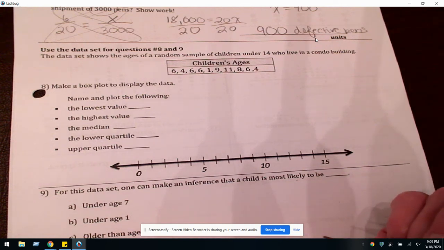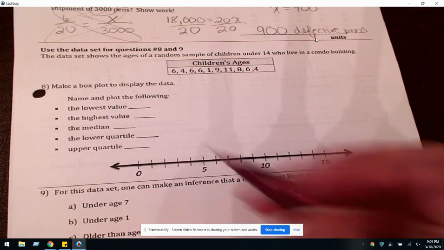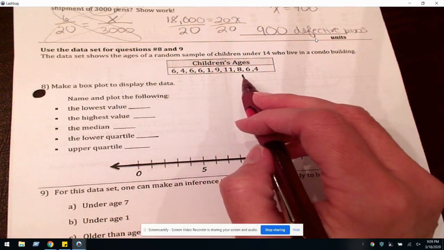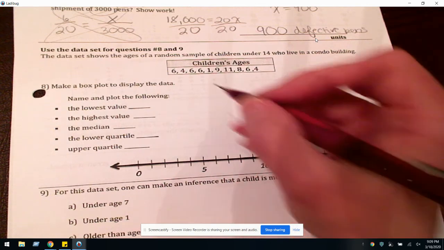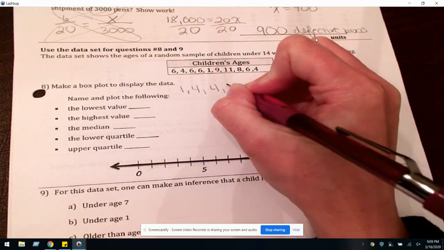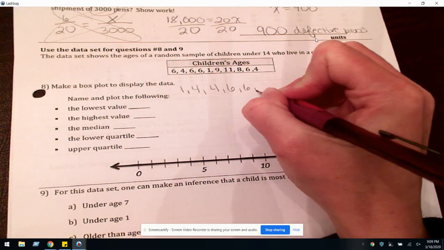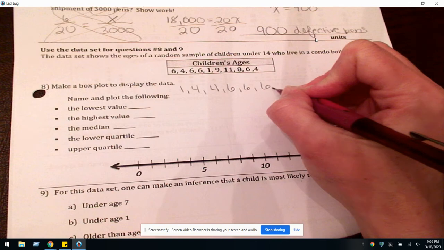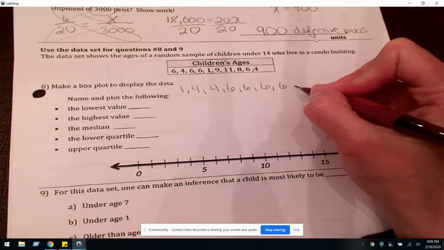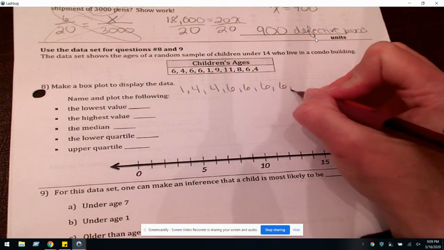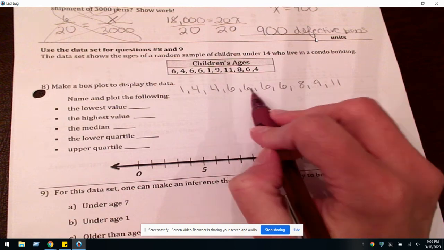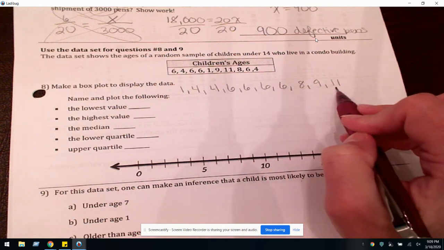Okay, so remember, when we're going to do a box plot, before we can get any of this information here, these numbers have to be in order from smallest to largest. So I'm going to have 1, 4, 4, 6, 6, 6, 6. Okay, so there's 4 6s, 1, 2, 3, 4, and then 8, 9, and 11. So I have 1, 2, 3, 4, 5, 6, 7, 8, 9, 10 numbers here.